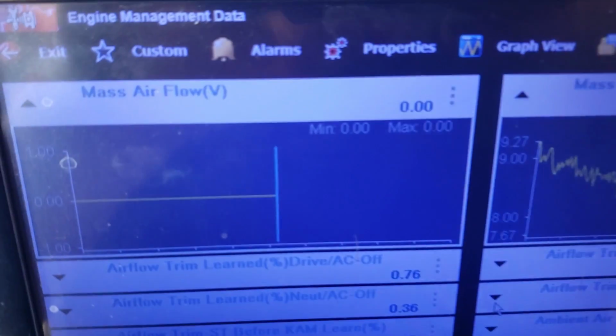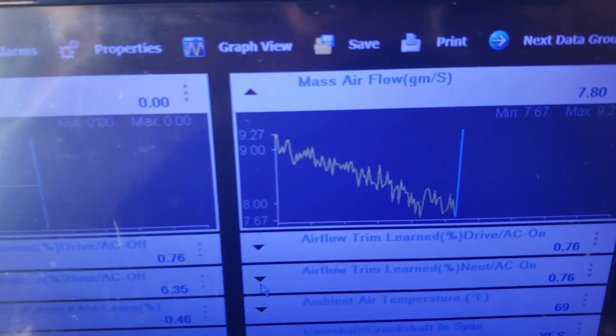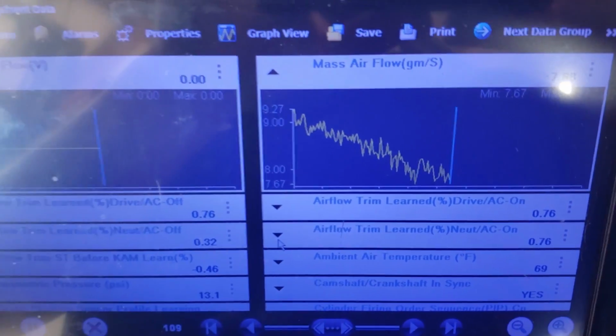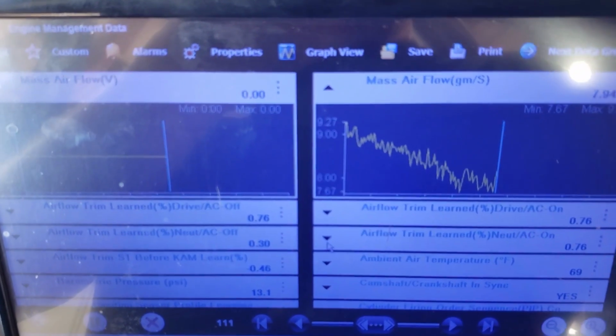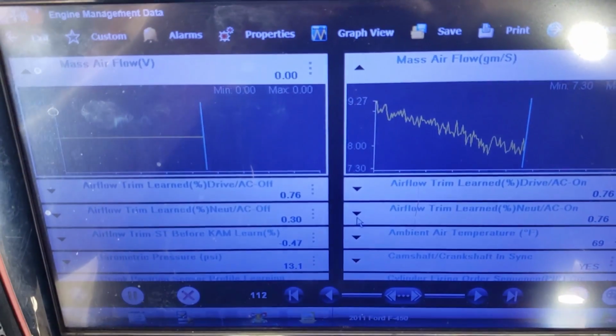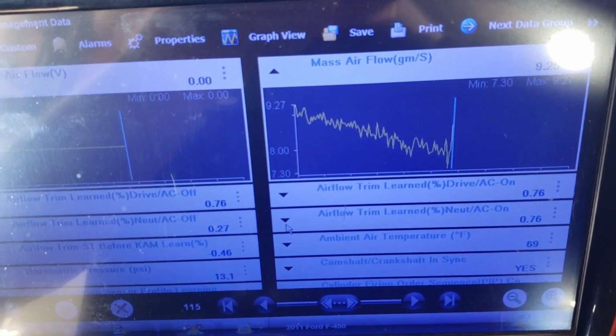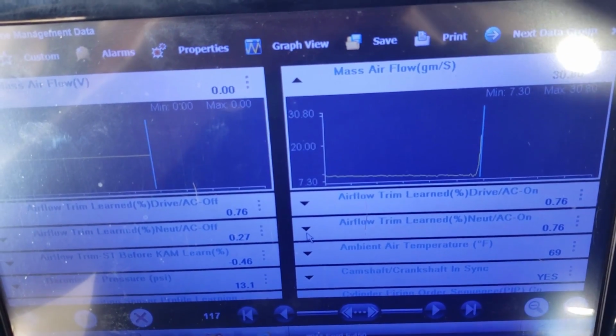Our mass airflow voltage is 0. A mass airflow grams per second that does react. Rich, can you snap that throttle for me a couple times just so everyone can see that? And I understand default values. This is not a default value. That's good.